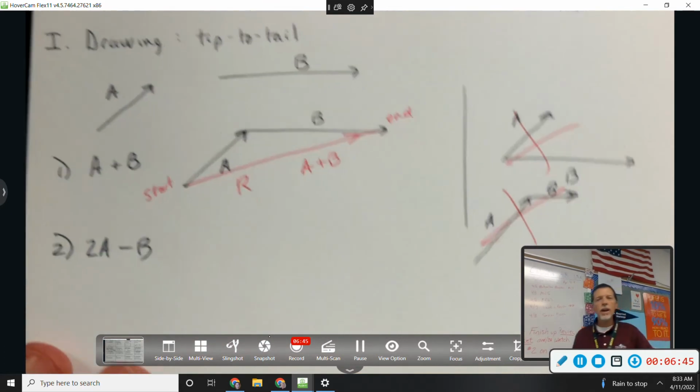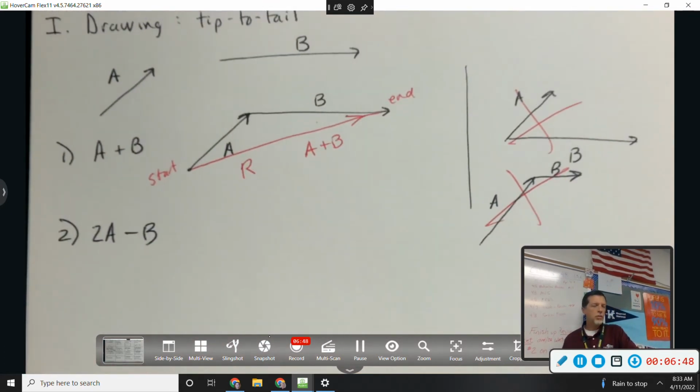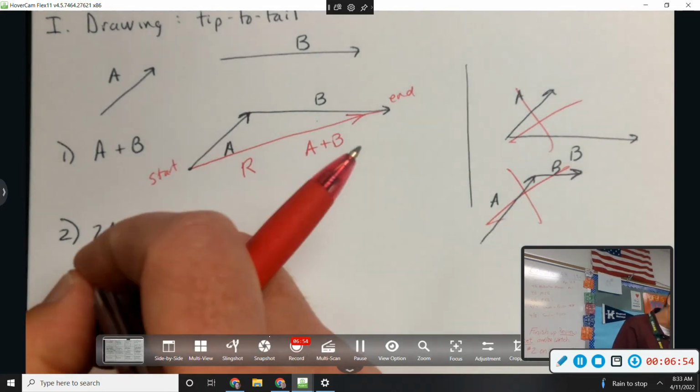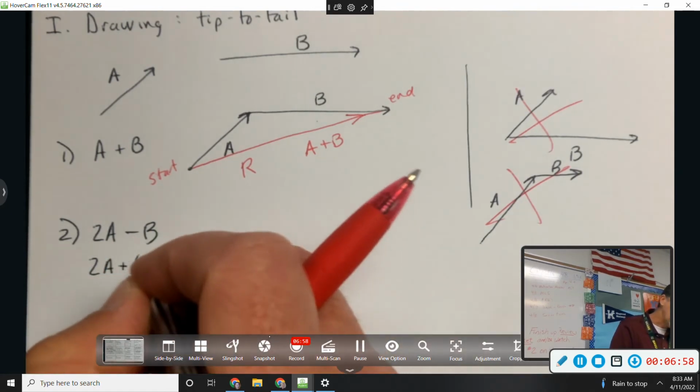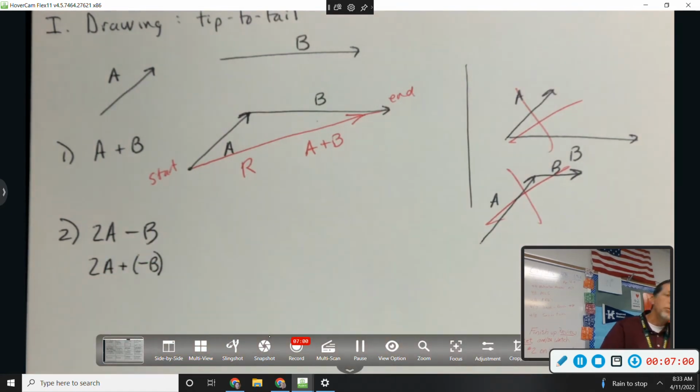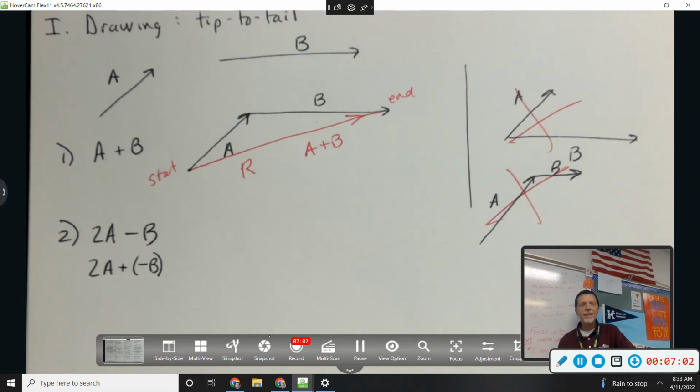All right, 2A minus B. So that means we'll draw two A's back to back, and then we'll do the negative of B. Another way that helps some people think of it is, since we don't really subtract vectors, we could add a negative B. And a negative B would just be going the opposite direction.